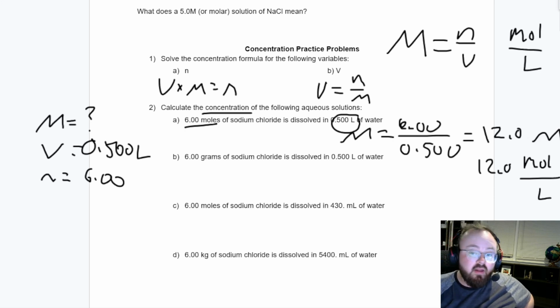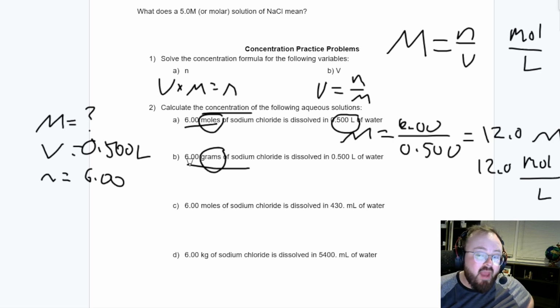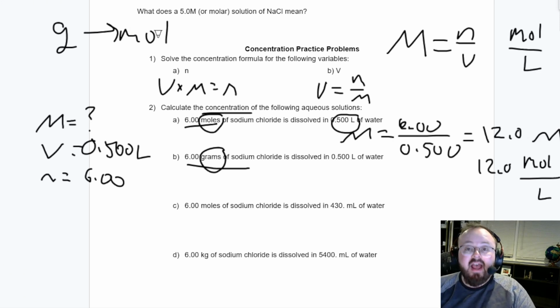Okay? Question B right here is the same exact thing, except I have changed one little word. I have changed it from grams to moles. Nowhere in this formula do I ask about grams. But we've spent a lot of time going from grams to moles. And whenever you see I have to go from grams to moles, your brain has to start going off that you have to find a molar mass. So let's find the molar mass of sodium chloride.